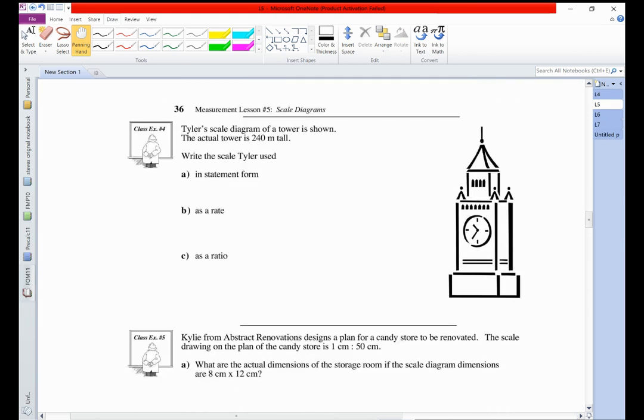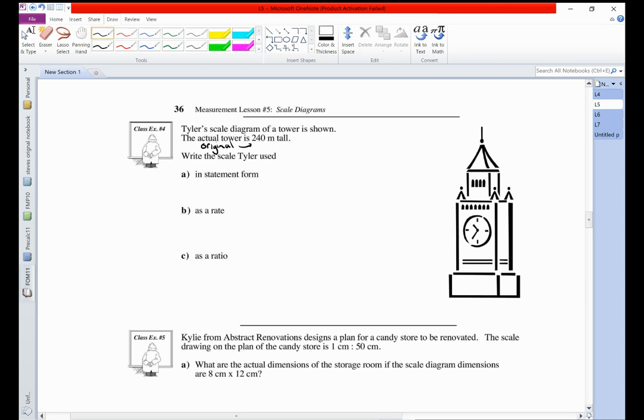Okay, let's get on to some practice problems here. So it says here, Tyler's scale diagram of a tower is shown. So the actual tower is 240 meters tall. So that's the original, right? We know that that's the original. That's the actual tower. Write the scale Tyler used in statement form.